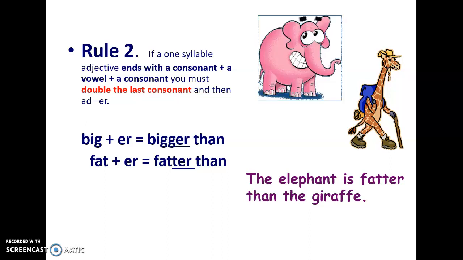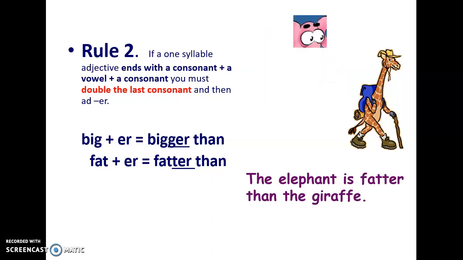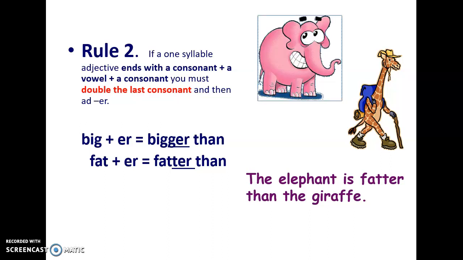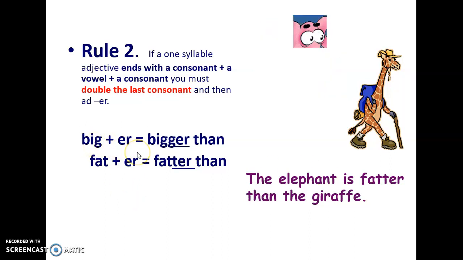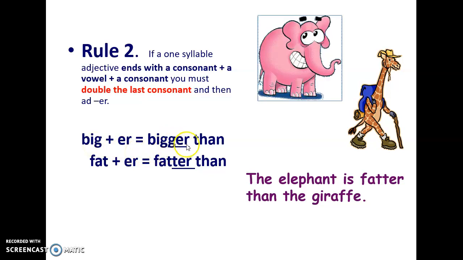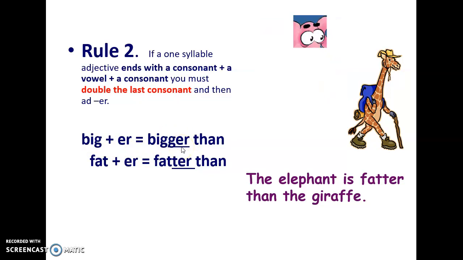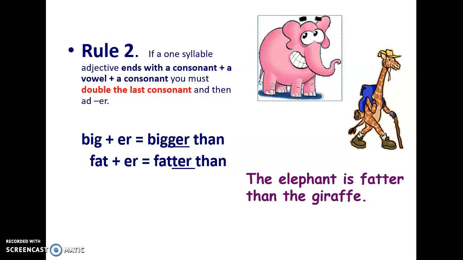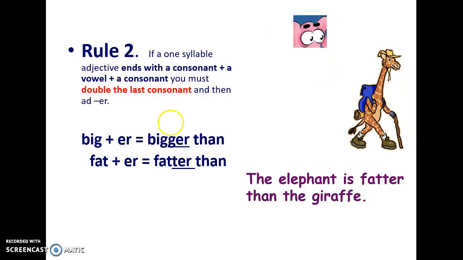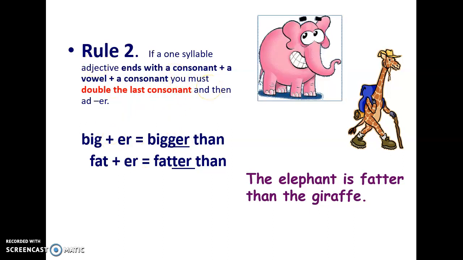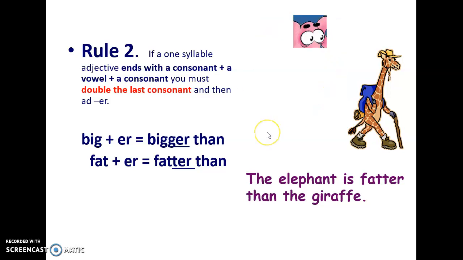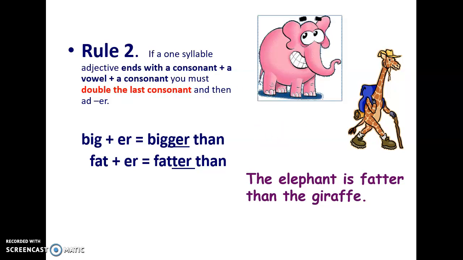You already know it because we have already worked with this with the verbs. What are you going to do here then? If you have this termination, vowel and consonant, remember that the thing that you have to do is to add another consonant and then you are going to add er. So in this case, you are going to have bigger than, fatter than. Okay, remember that this means bigger than, más grande que, fatter than, más gordo que. So, in your example you have, the elephant is fatter than the giraffe. What does that mean? El elefante es más gordo que la jirafa.